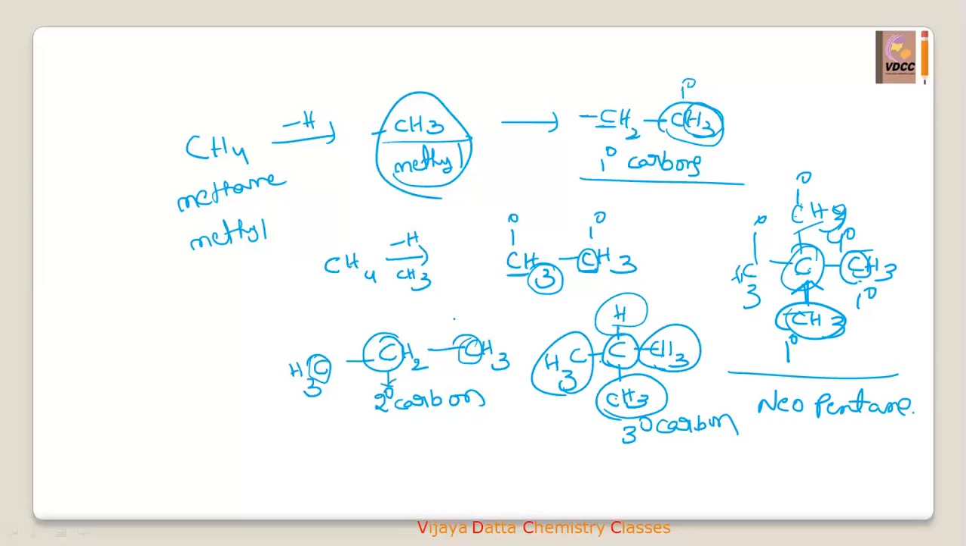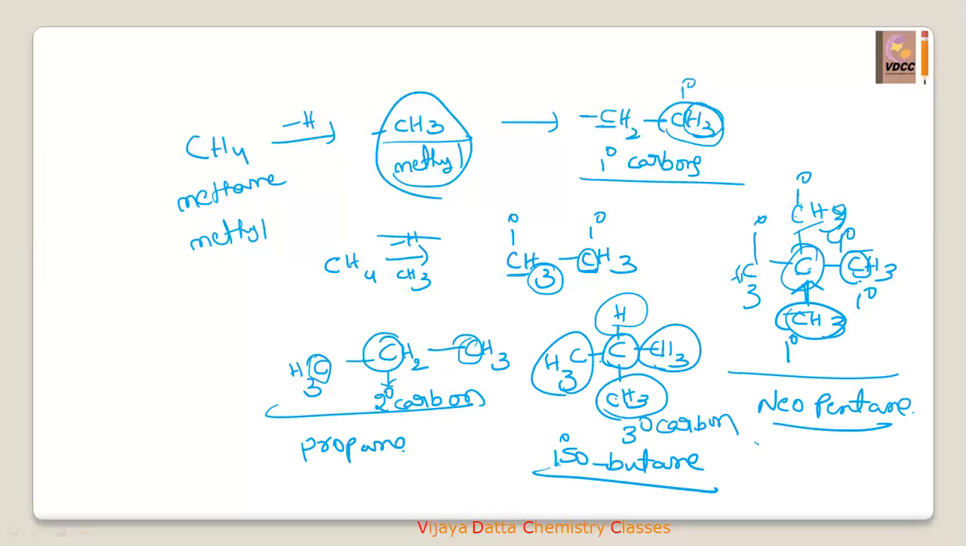See this one. What is the name of this compound? This is called isobutane. These are the common names. What I am writing, those are the common names. This is the normal propane. Propane, isobutane, and neopentane. These are the common names.